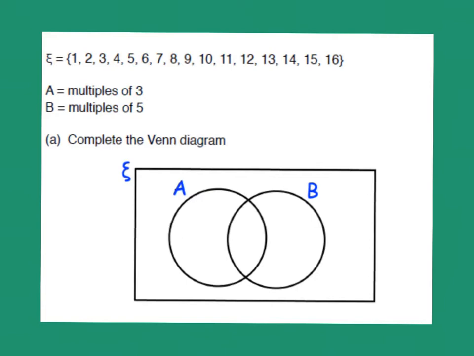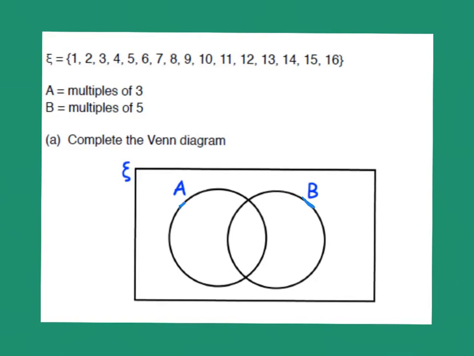Okay, in this question we've got the numbers 1 to 16. Circle A here is all the numbers that are multiples of 3. B contains numbers that are multiples of 5. We've got an intersection for both and outside if it's none. So let's go through them.